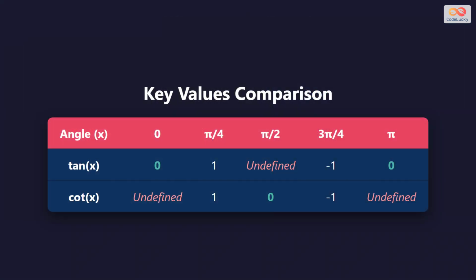Let's look at a table of values to verify this. At 0, tangent is 0, but cotangent is undefined. At pi over 4, both equal 1 because the reciprocal of 1 is 1. At pi over 2, tangent is undefined, but cotangent is 0. Notice how the values switch roles.